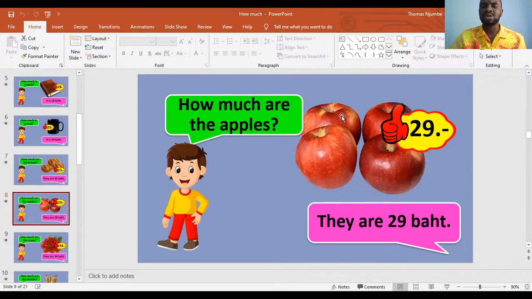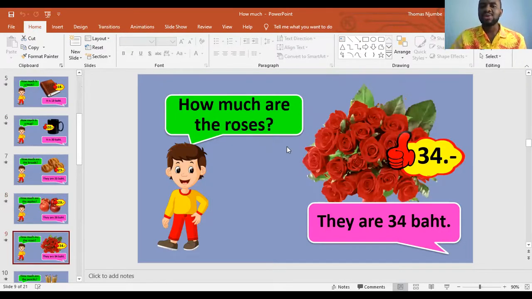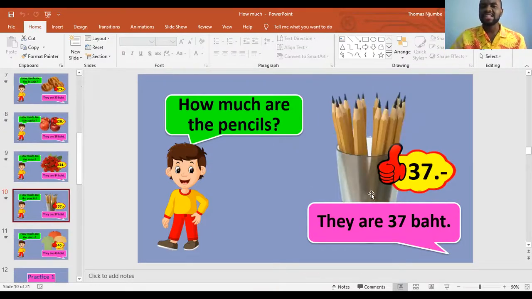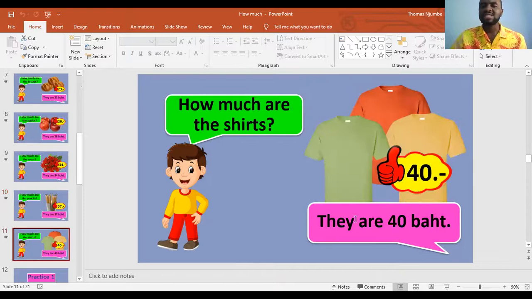How many apples are there? 4 apples. How much are the roses? 34 baht. How much are the pencils? 37 baht. How much are the t-shirts? 40 baht. How many t-shirts are there? 3. 1, 2, 3 t-shirts. How much? 40 baht. Okay.